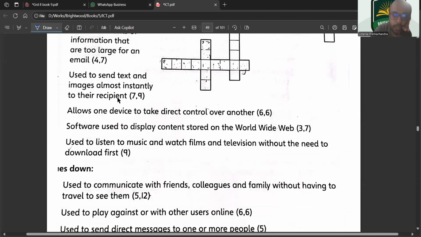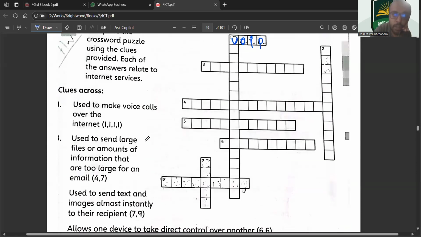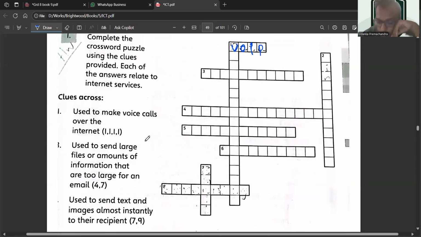And 1 down, what should it be? Used to communicate with friends, colleagues, and family without having to travel to see them. What should be there? Video conferencing or video streaming? It should be video conferencing. Like that. Can you think?